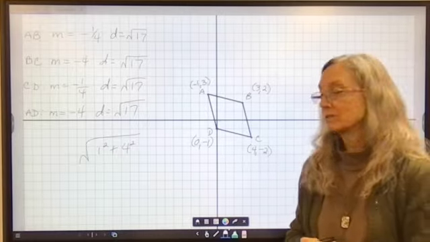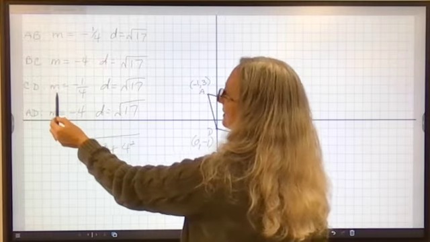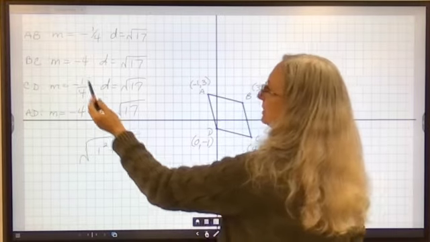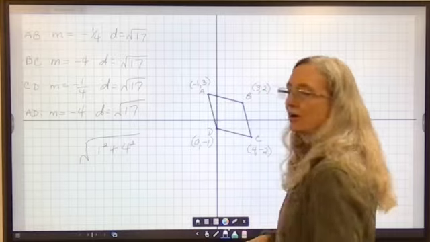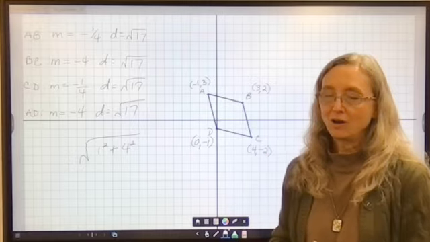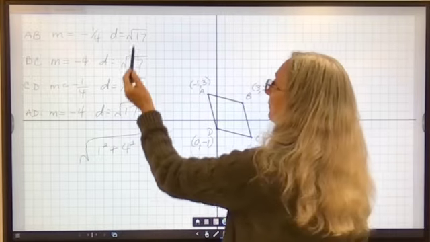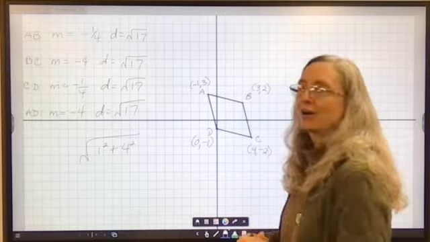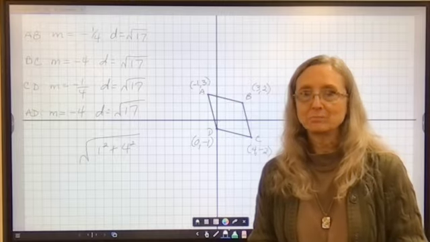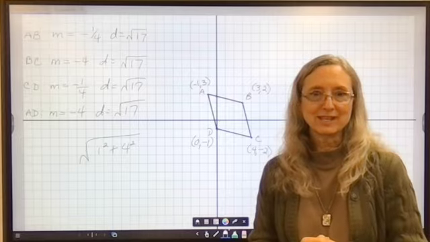Now, what do you notice? If I look at opposite sides, like AB and CD, their slopes are the same. Also, BC and AD, their slopes are the same. Opposite sides are parallel. So, it's a parallelogram. Also, all 4 sides are the exact same length. So, if I write parallelogram, I'm not correct. It's a parallelogram where all 4 sides are the same.